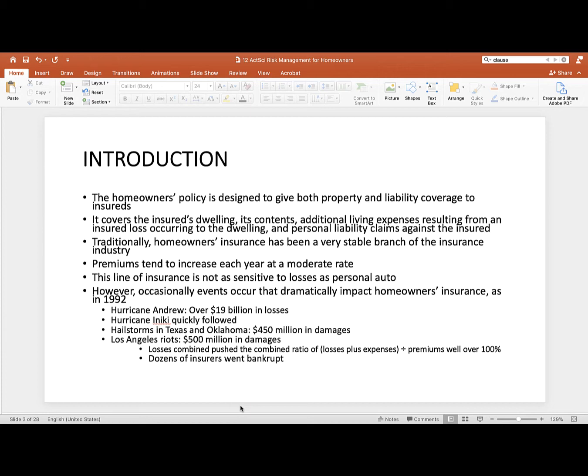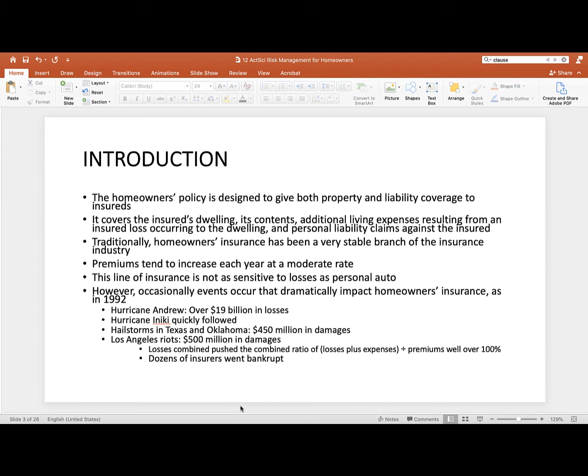So typically they cover somebody's dwelling. So the dwelling is basically where they live, the residence where they live, the contents, additional living expenses resulting from a loss that's insured that occurs to the dwelling. So if your home is flooded or burns down, then normally the insurance company will pay to put you up in a hotel or somewhere else. And personal liability claims against the insured: if someone comes to your house, falls over, breaks their leg, and they sue you, then you're liable. And this type of policy will cover you for that.